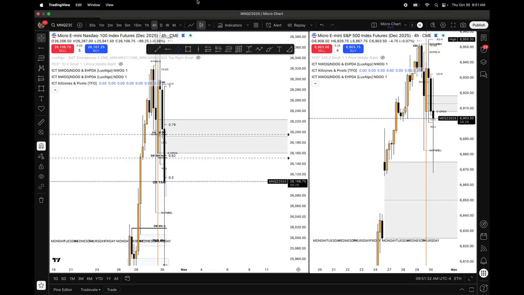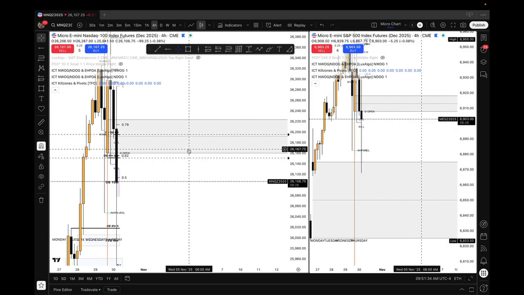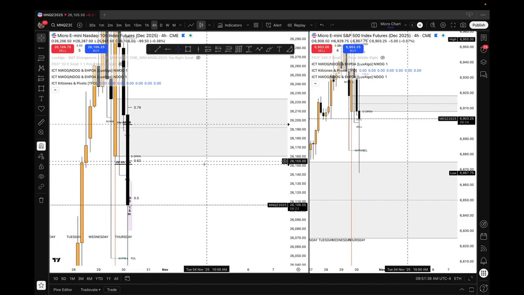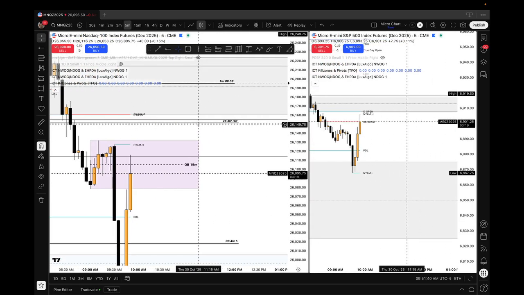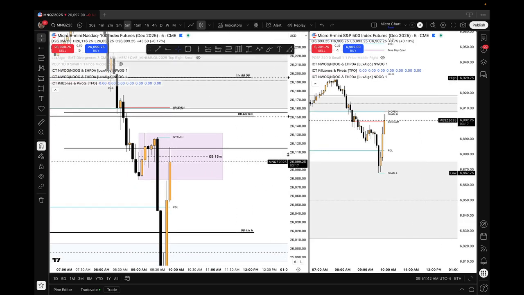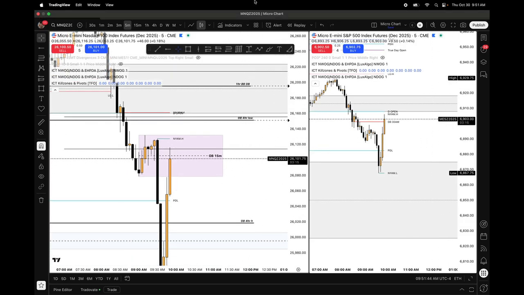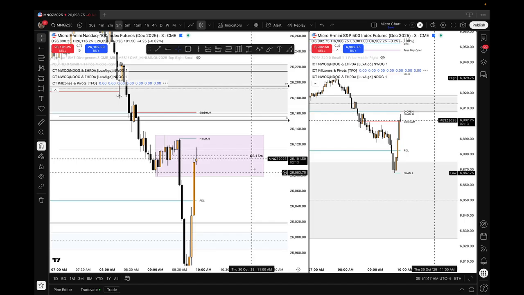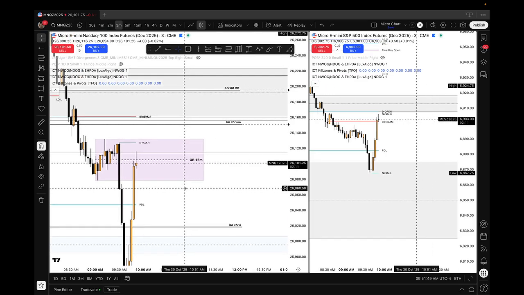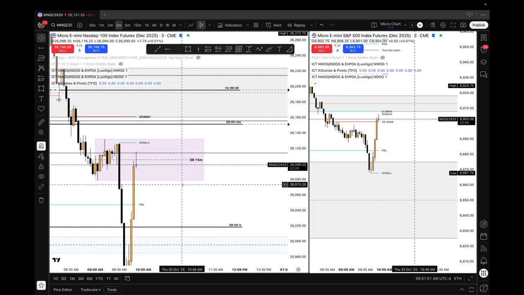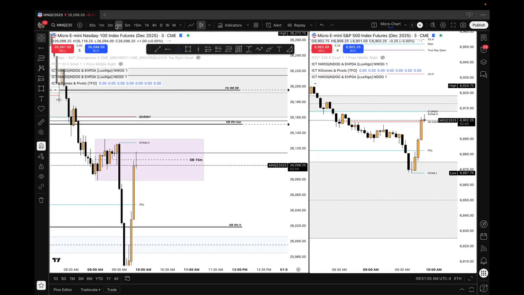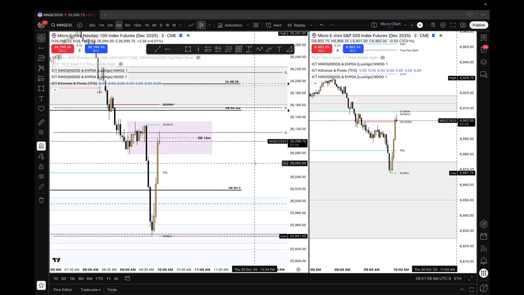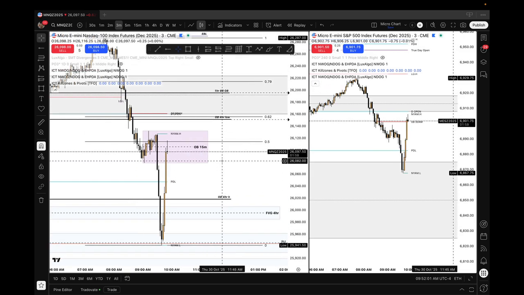Of course, when 10 a.m. creates itself, I still want to see price stay its way down to then possibly push its way up into the order block. So we'll have to wait until 10 a.m. comes, and then I believe that's gonna show us a solid draw. But as of right now, I could end up taking a trade off of this.